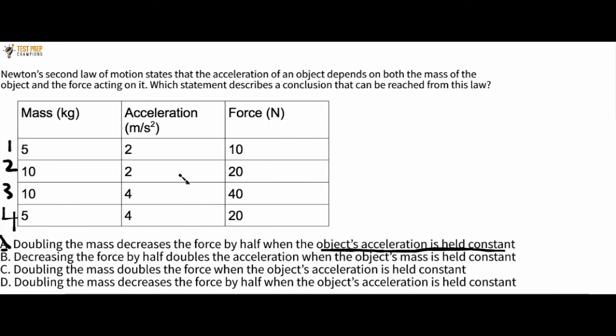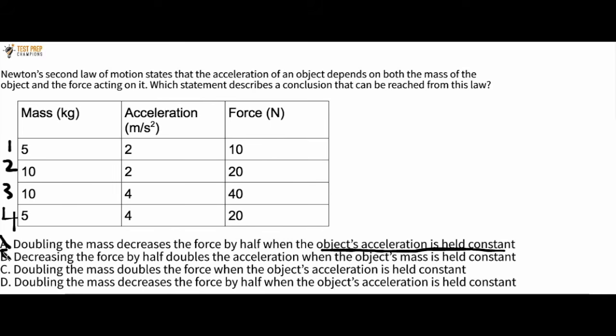Alternatively, you could have looked at cases 1 and 4, and you could have seen that in case 4 the force was 20, and in case 1 the force was 10. So when we cut the force in half, what happens to the acceleration? We see that the acceleration was also cut in half, because in case 4 the acceleration is 4 versus case 1 where the acceleration is 2. So B is false.